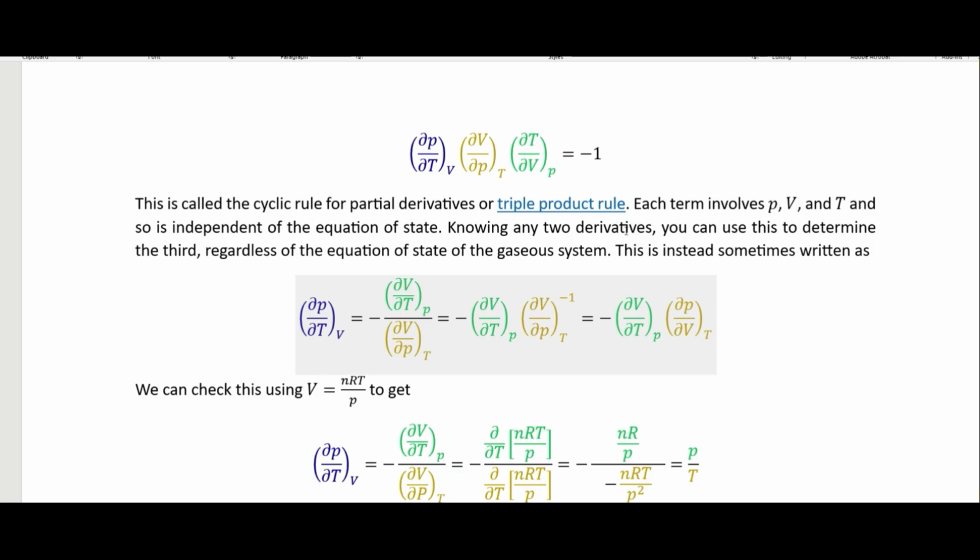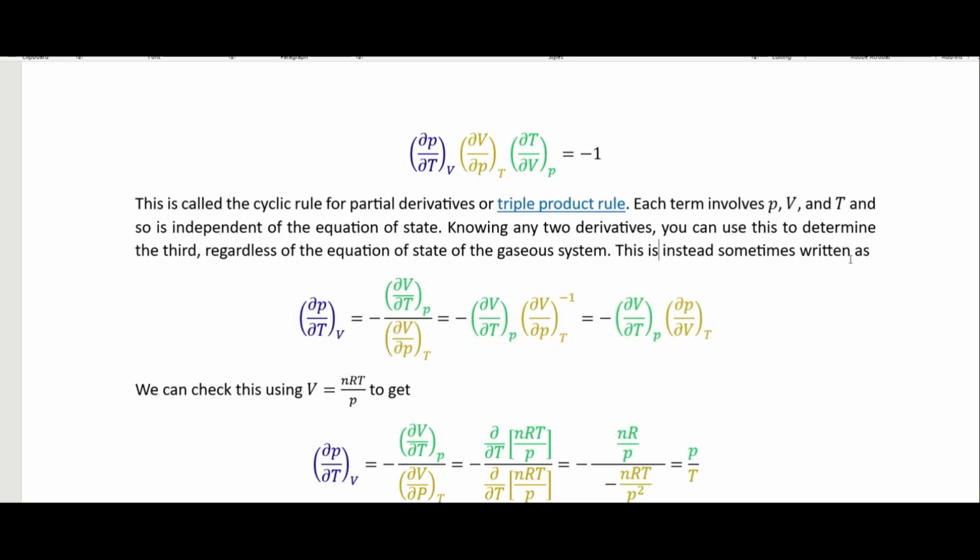Knowing any two derivatives, you can use this to determine the third, because we know that if we have, say, two of these, then we know that the third has to be what it is, because when we multiply all three of them together, it has to be equal to -1. And this is regardless of the equation of state of the gaseous system.